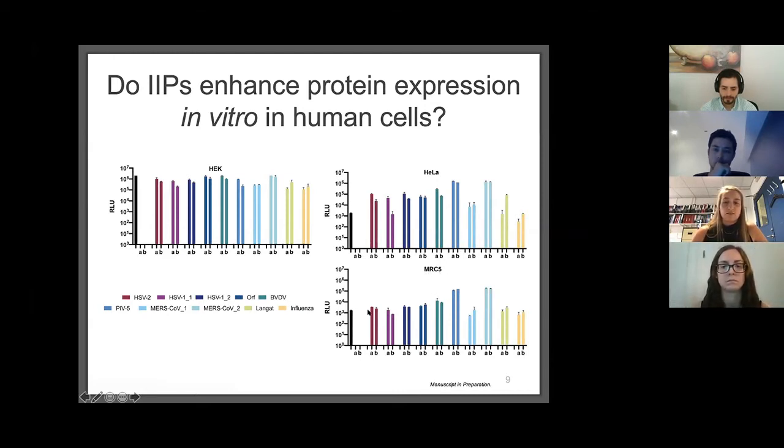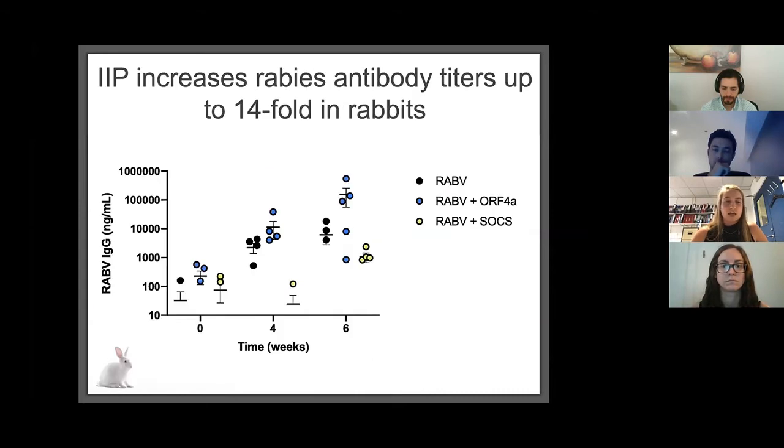So you can see that there's not a lot of increase in most of the constructs, but again, we saw an increase in the PIV5 and the ORF4A protein. So we did a lot of other work to characterize this, but the main take-home that I want to highlight is that we did an immunogenicity study with this construct using rabies as a model antigen. So this is the glycoprotein from rabies.